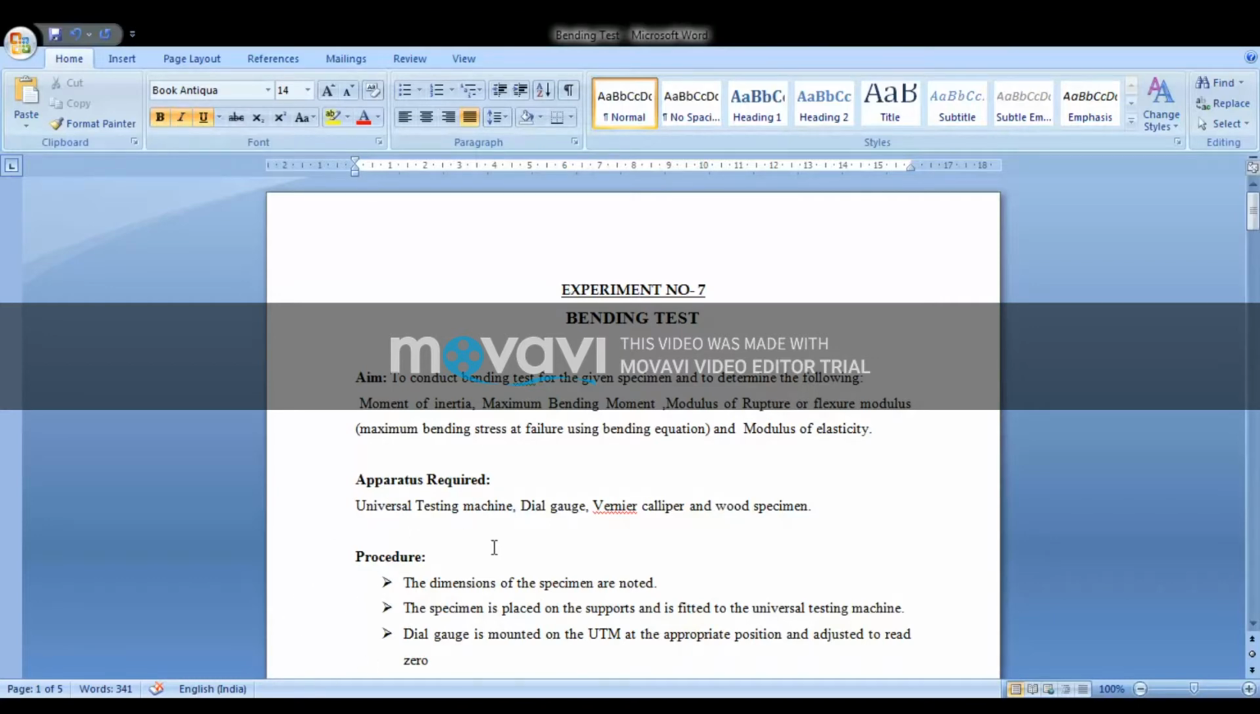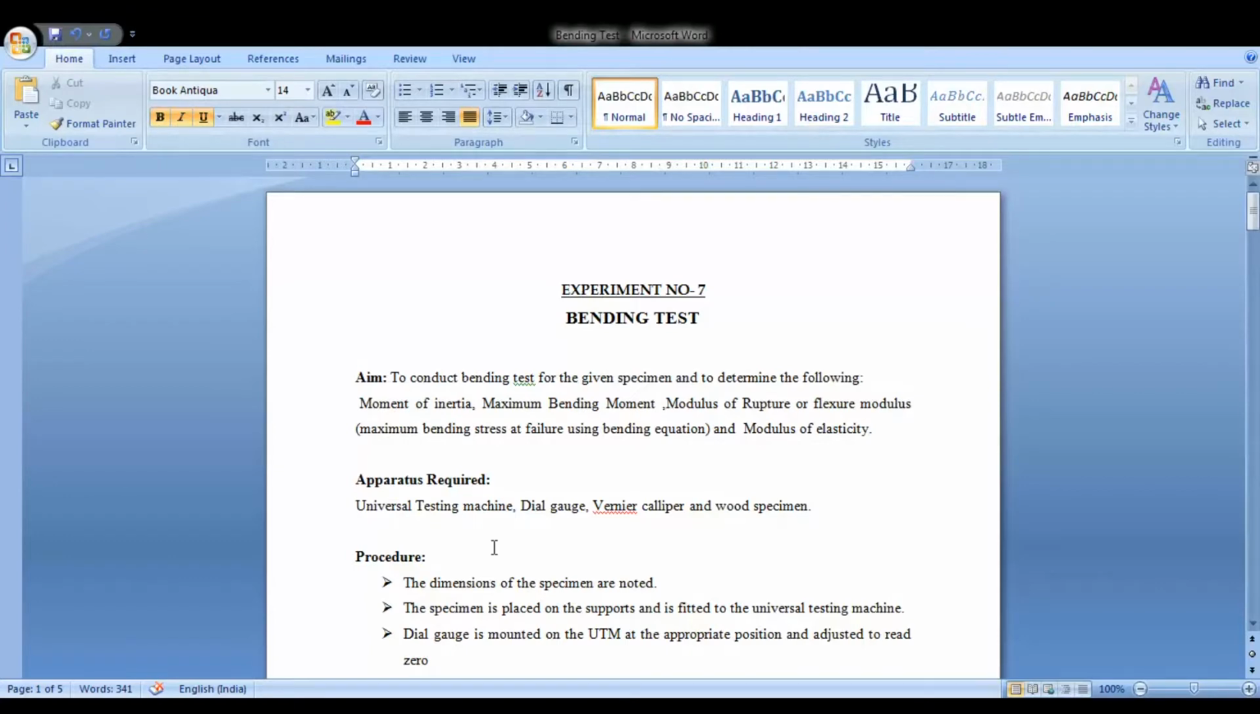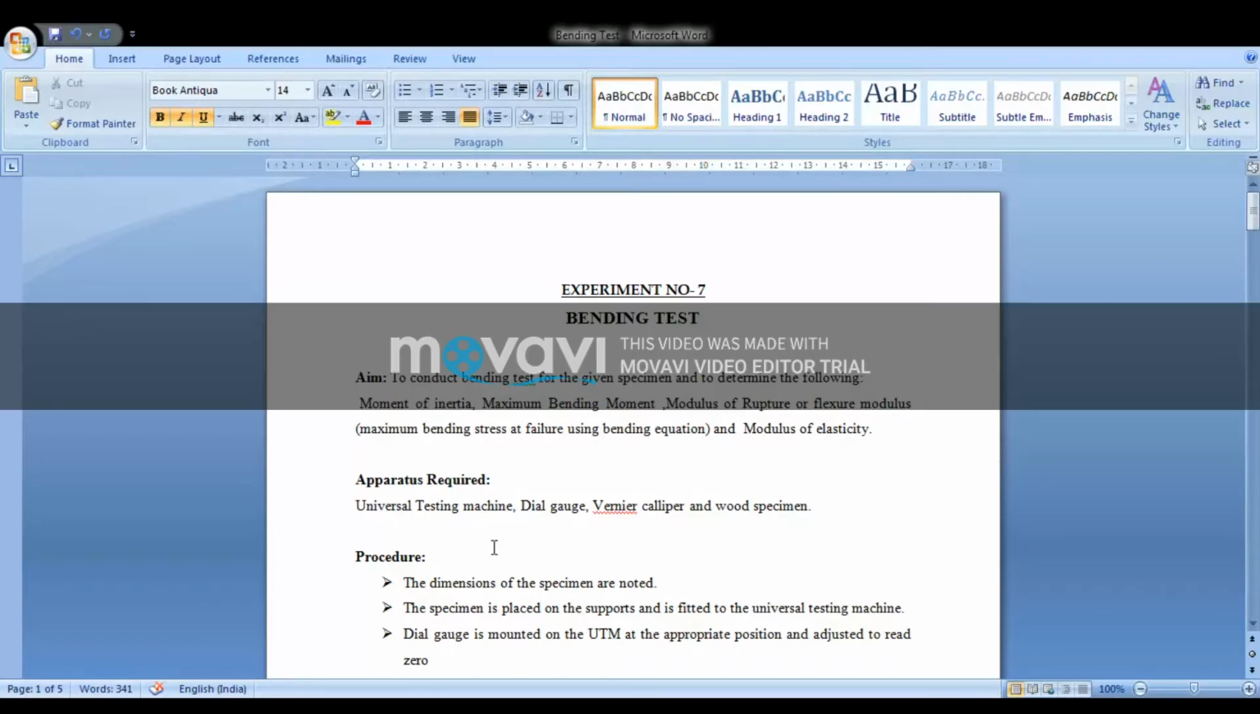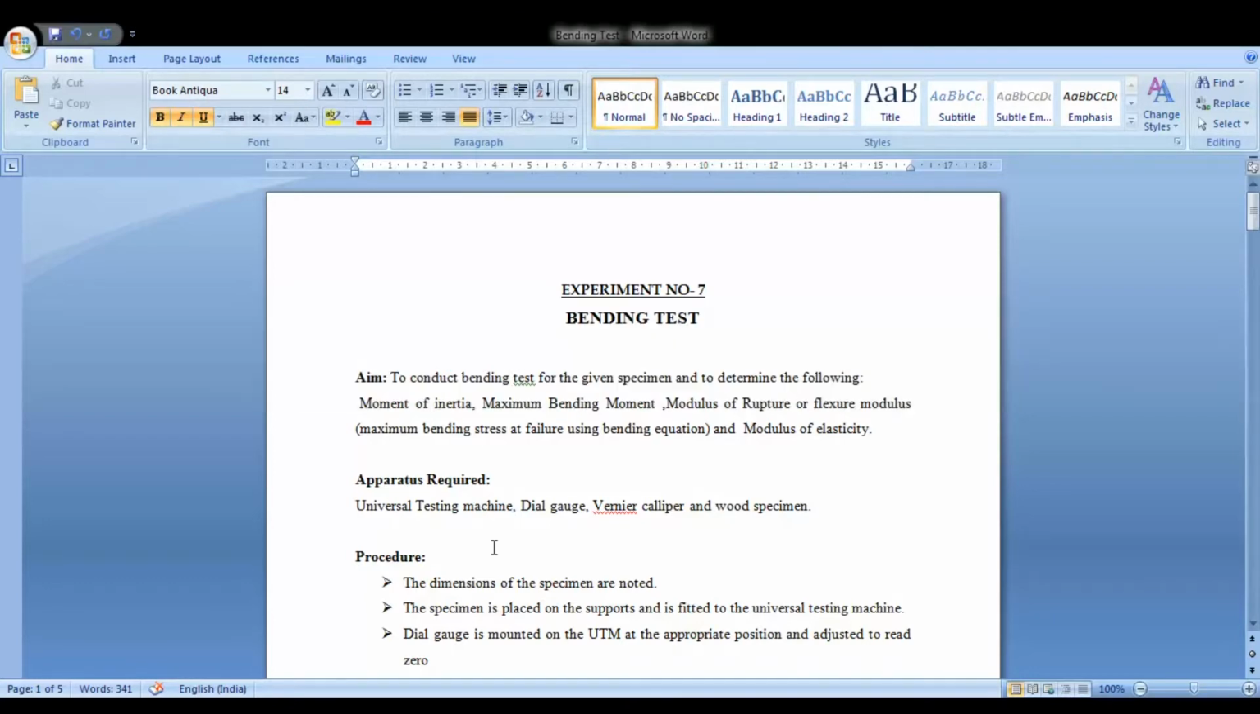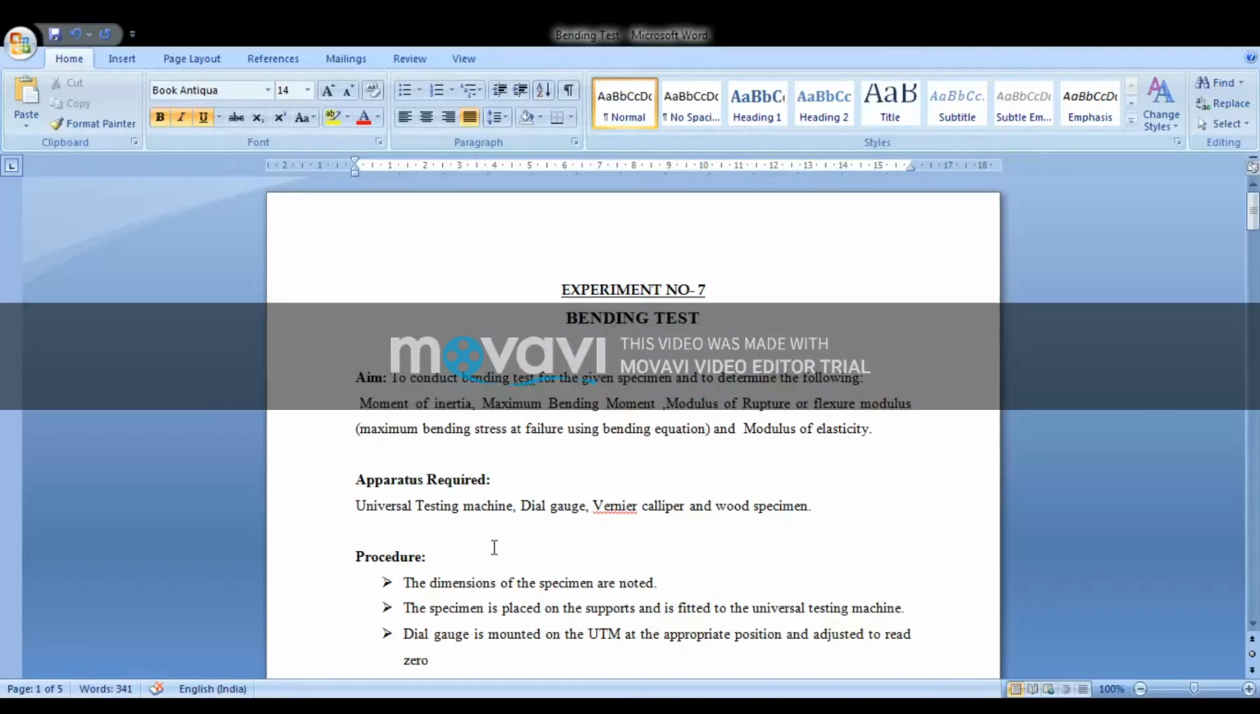The main aim of the experiment is to conduct a bending test for the given specimen to determine different parameters like moment of inertia, maximum bending moment, modulus of rupture, which is nothing but the maximum bending stress at the failure point, and modulus of elasticity or Young's modulus. The apparatus required for this experiment is a universal testing machine, dial gauge, vernier caliper, and wood specimen.